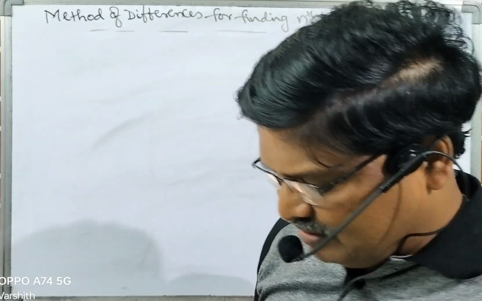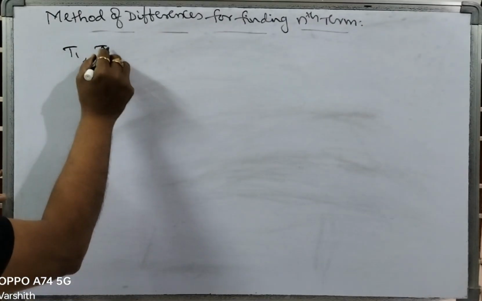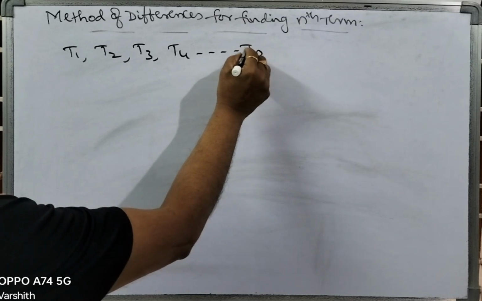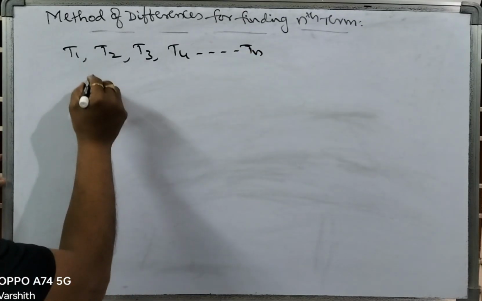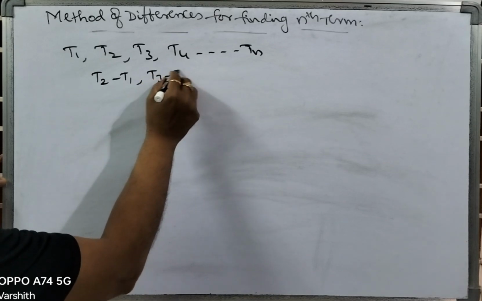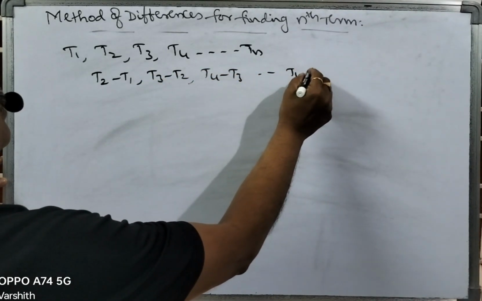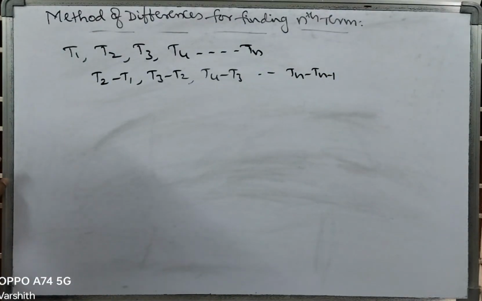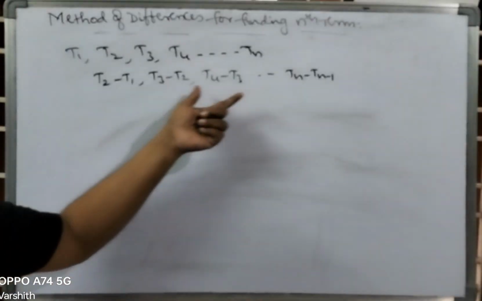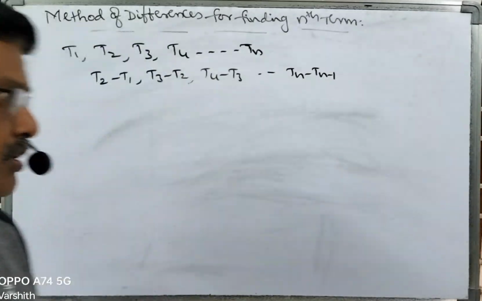But whenever the given sequence is in the form of T1, T2, T3, T4, like that Tn, let us calculate the first differences: T2 minus T1, T3 minus T2, T4 minus T3, like that Tn minus Tn minus 1. If all these values are constant, we can say directly it is an arithmetic progression.